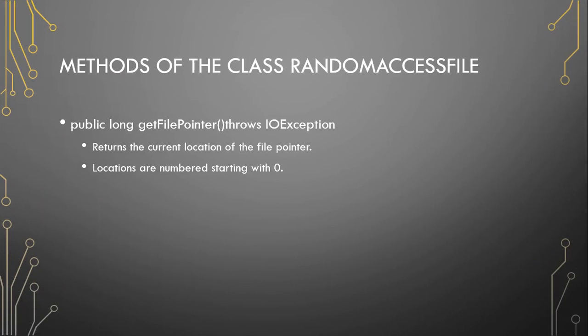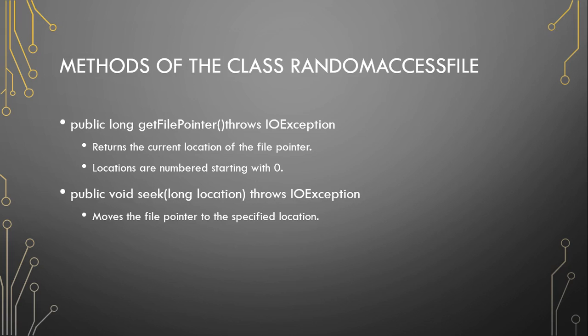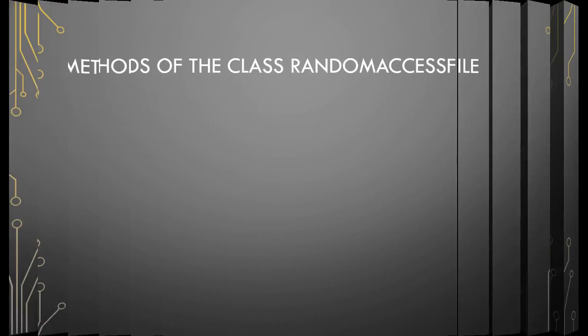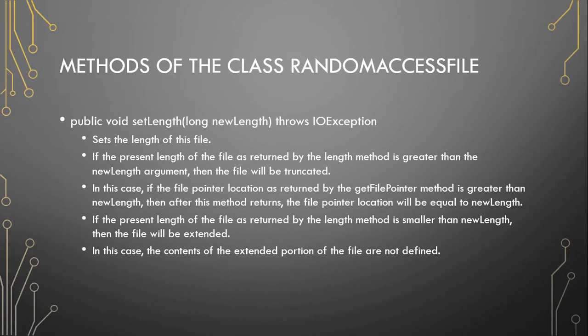All right, now we're going to start seeing some things that we are very familiar with. Like, for example, getFilePointer. This simply returns the current location of the file pointer. And remember, locations are numbers starting at 0, just like with an array. You also have void seek, which takes a long, and that's the location, which is going to throw an IOException, and simply moves the file pointer to a specified location. You also have long length, which is going to return the length of the file. And then, of course, you have setLength, which is going to set the length of the file.